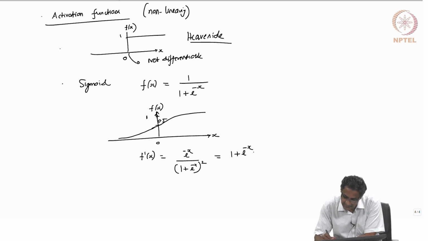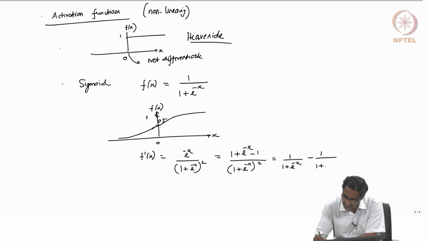So let me just add and subtract, and then you have 1 plus e raised to minus x the whole square. So you get 1 minus... so you have 1 plus e raised to minus x, right. So you have 1 by 1 plus e raised to minus x for this, and then minus 1 by 1 plus e raised to minus x the whole square, right. So 1 by 1 plus e raised to minus x is actually f of x itself. That is this guy.